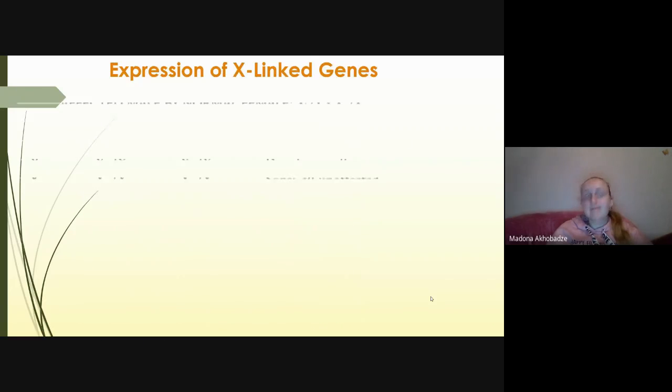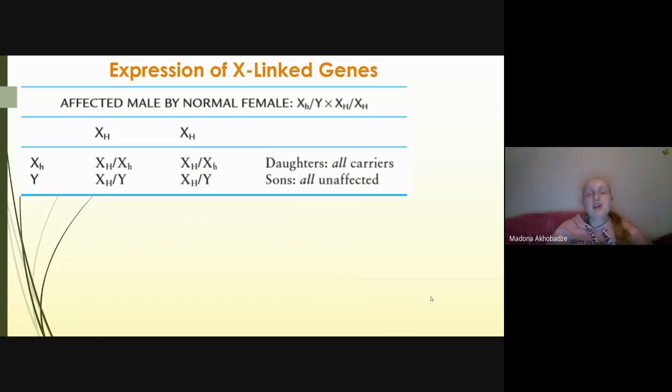Okay, so here is the expression of X-linked genes with the different variations of mating. For example, if we have an affected male here, the male which is a carrier of the small h, the disease allele. Since males have only one X, if the small h is present, it means he is affected. And here we have a normal female with both of the healthy alleles.